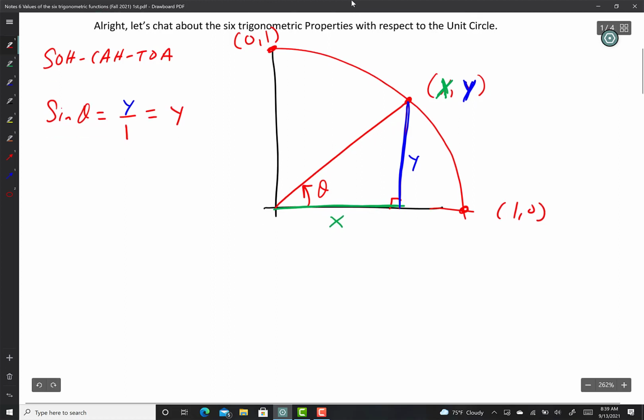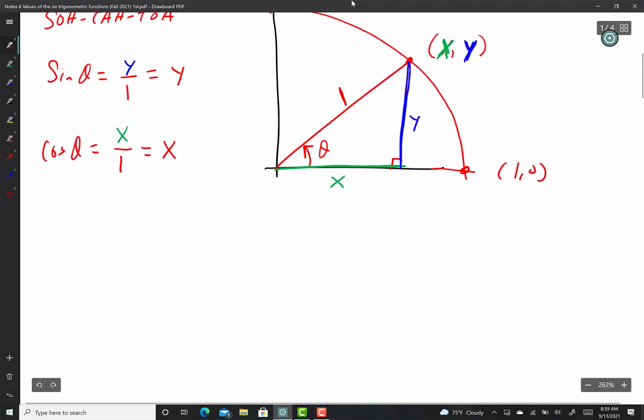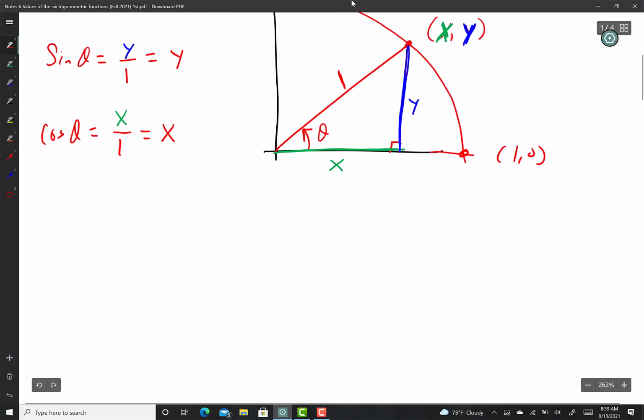All right. Cosine. Cosine of that angle is adjacent. What's adjacent? X divided by 1, because the hypotenuse is 1, the radius is 1, guys. And x divided by 1 is just x. How do we feel so far? Perfect. So now you know that sine theta is y, and cosine is x. Tangent. Tangent is opposite over adjacent. So opposite, y, divided by adjacent, x.